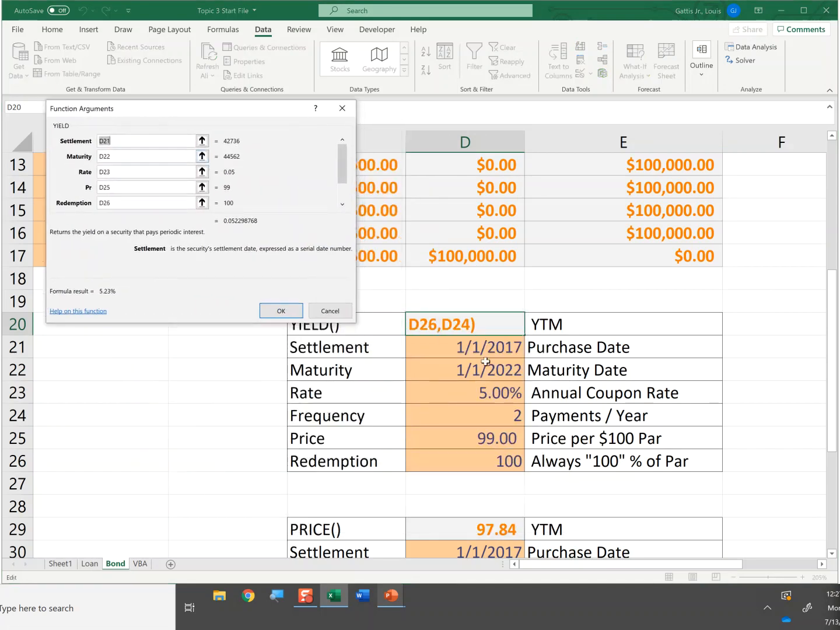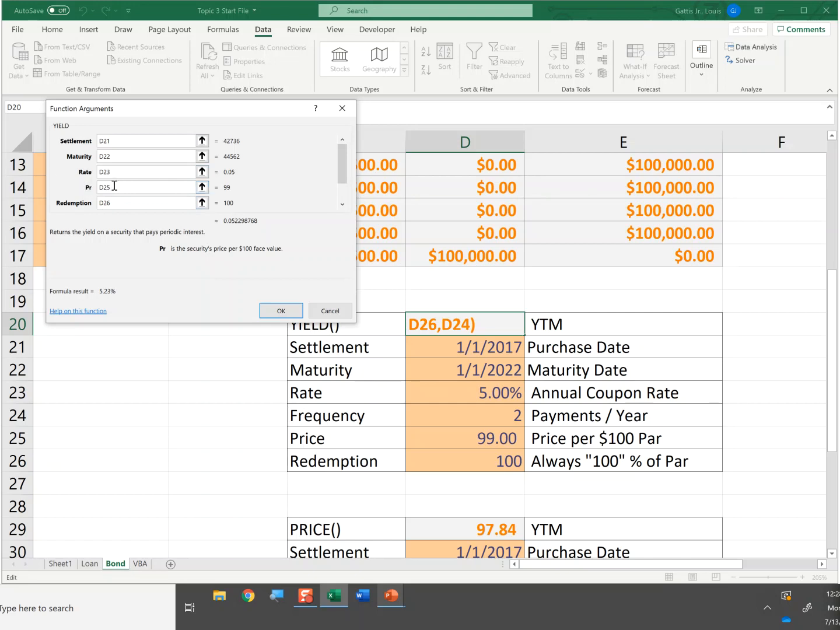And so under settlement, I just put in a settlement date of say 1/1/2017. Maturity date 1/1/2022, 5 years later. Rate is the annual coupon rate. Price. Now, here's where it gets a little confusing. If I click on price, PR is the security's price per $100 par value or face value. So this bond has a $100,000 face, or just say when they sold it for $99,000, the face was 100, so they sold it for 99% of par.